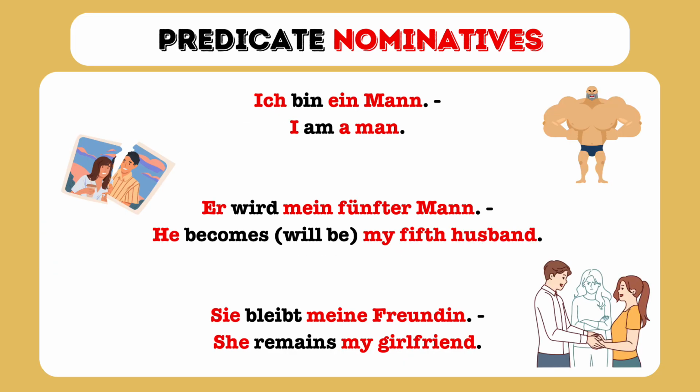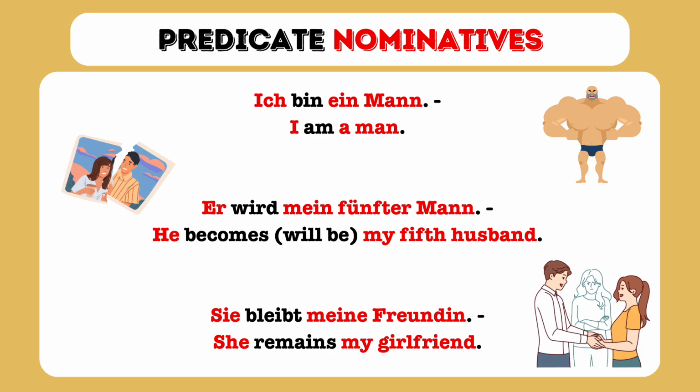For example, ich bin ein Mann. I am a man. Both I and a man are the same thing. If I switched it around and said, ein Mann bin ich, a man am I, it basically means the same thing. You could also think of it as ich equals ein Mann, I equal a man.